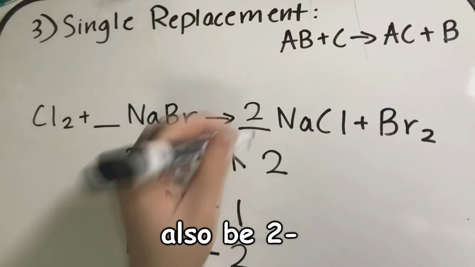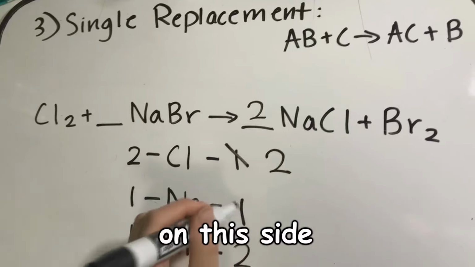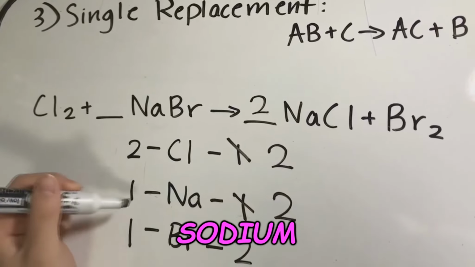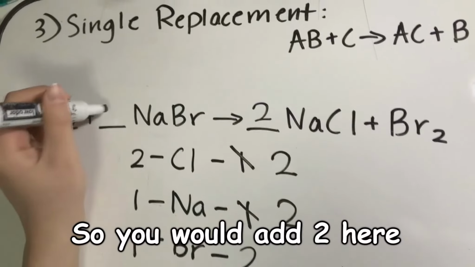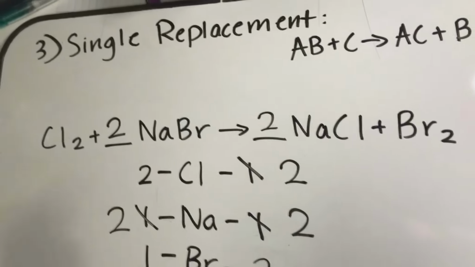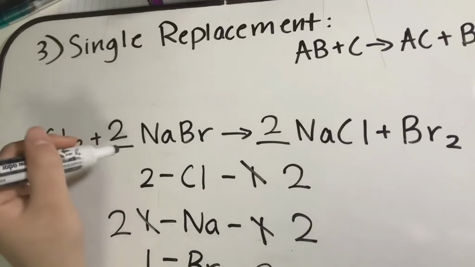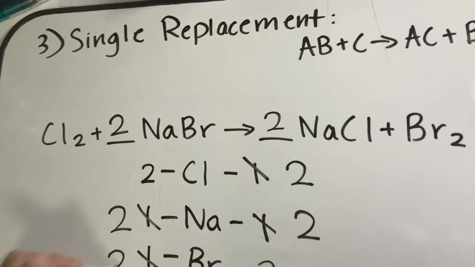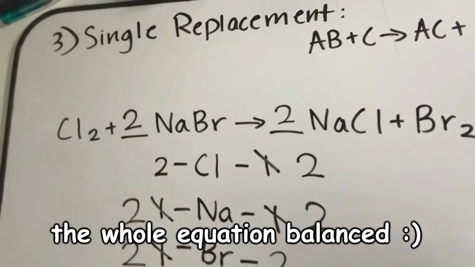And then there would also be two sodiums on this side, but that makes sodium unequal. So you would add 2 here, and that would also make 2 sodiums. But then that would also make 2 bromines, which makes the whole equation balanced.